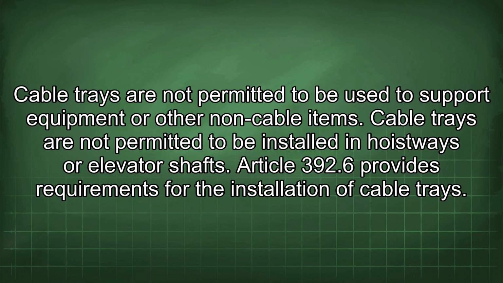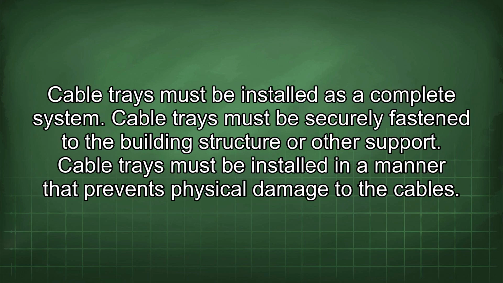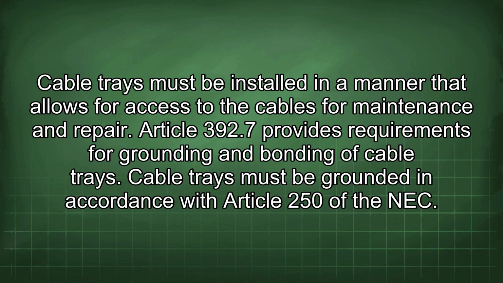Article 392.6 provides requirements for the installation of cable trays. Cable trays must be installed as a complete system. Cable trays must be securely fastened to the building structure or other support. Cable trays must be installed in a manner that prevents physical damage to the cables. Cable trays must be installed in a manner that allows for access to the cables for maintenance and repair.